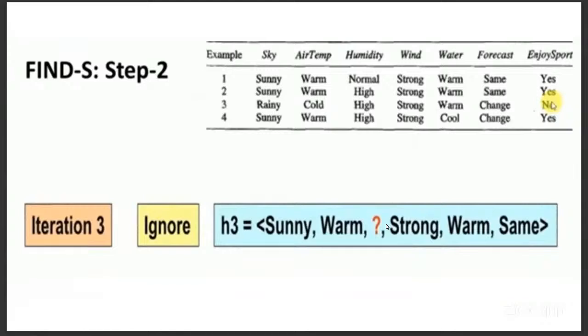The second and the third will now give you a negative result. No.